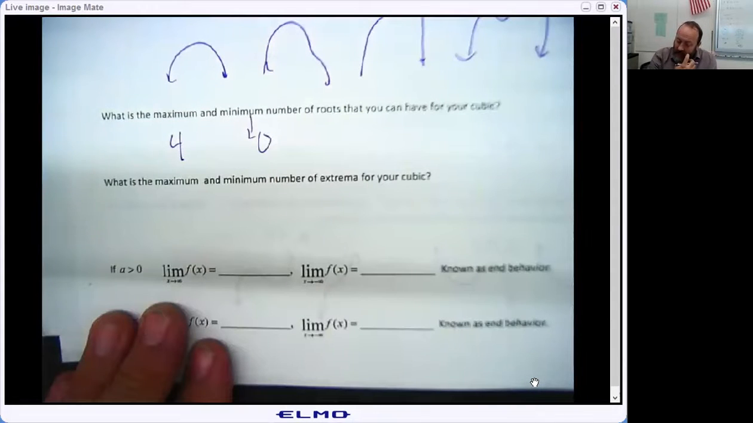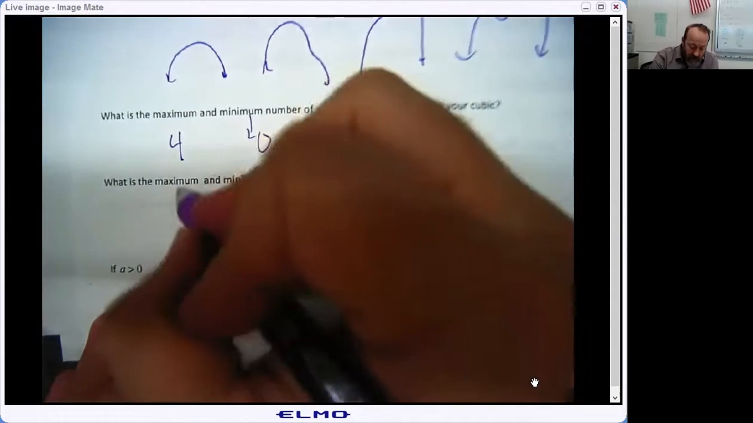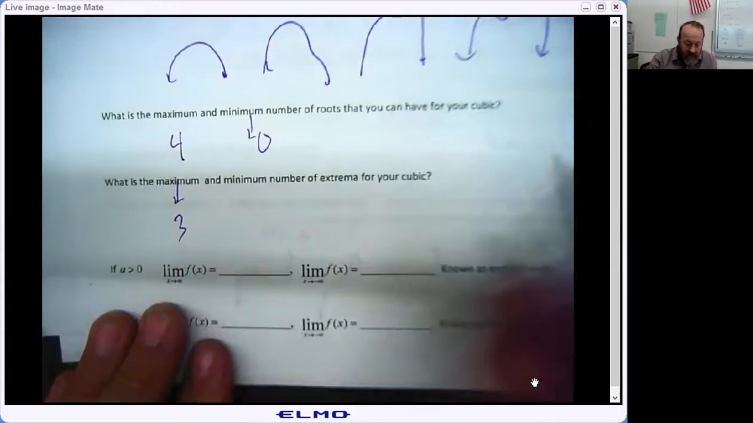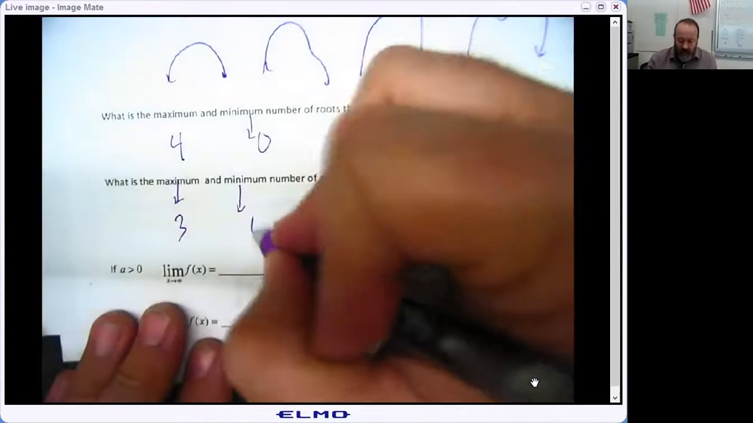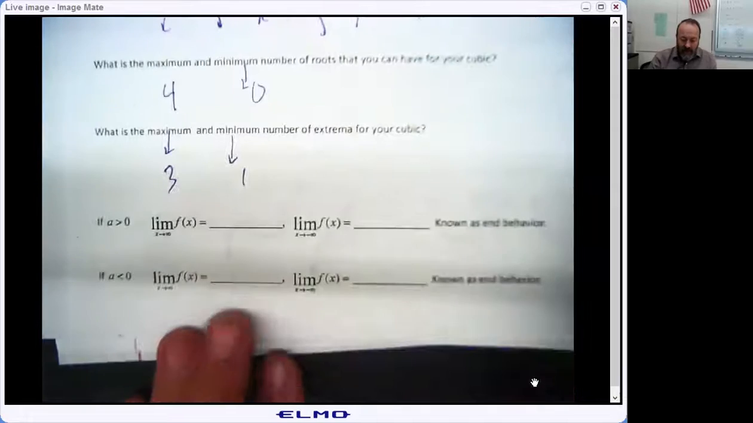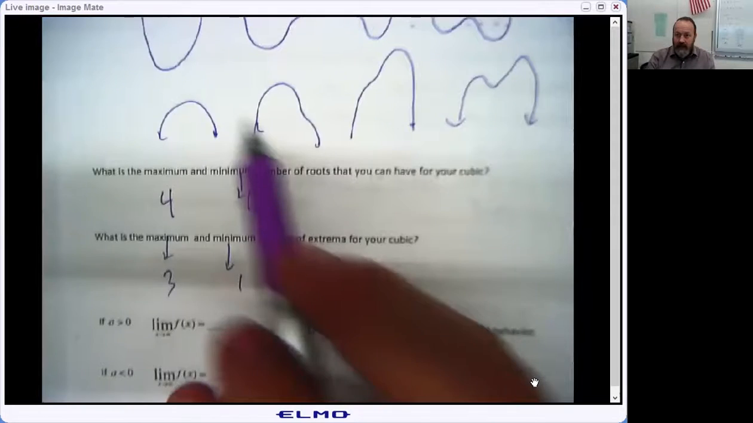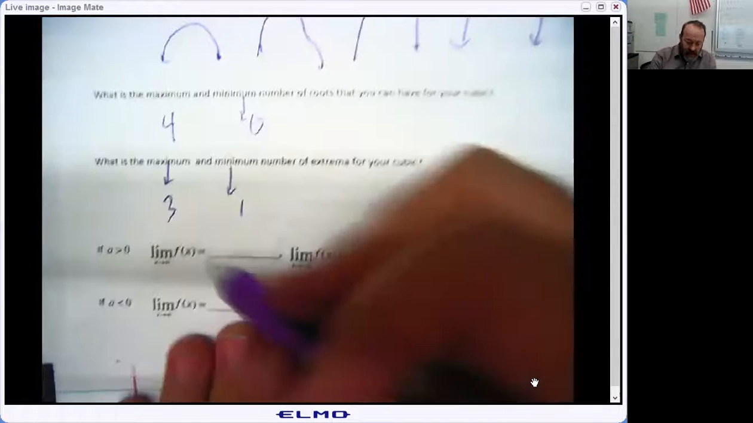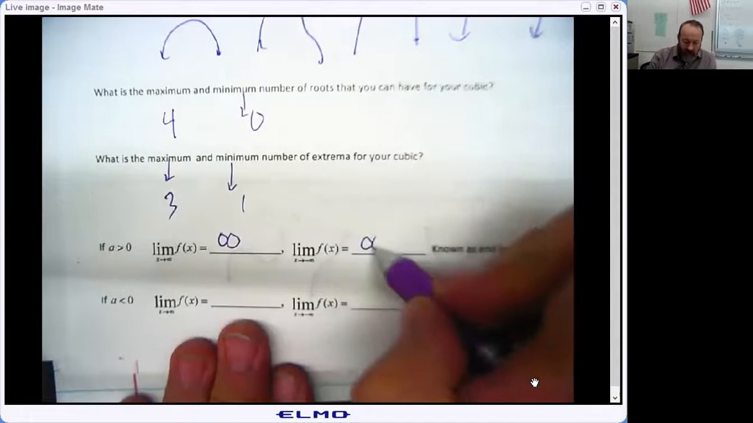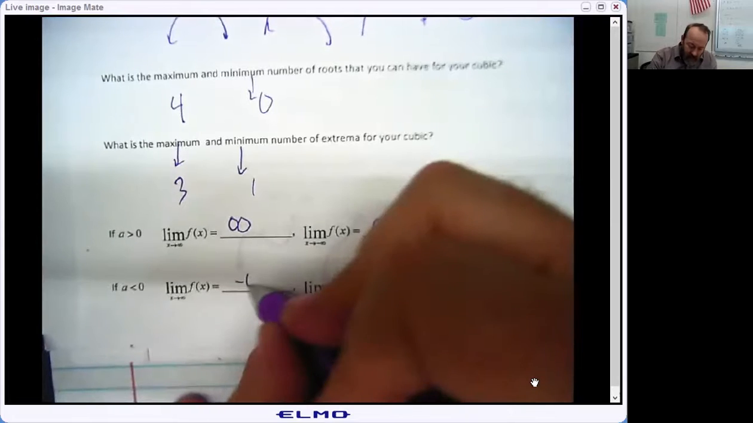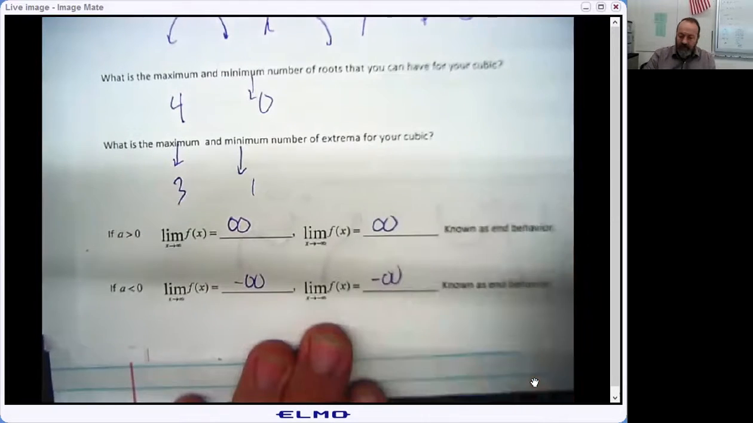Now, as far as extrema, the most number of extrema that you could have would be 3, but it's going to have at least 1 extremum. And just like the other one, if the leading coefficient is positive, notice they start and end up, so they're up on both sides. And if it's negative, it starts and ends down.